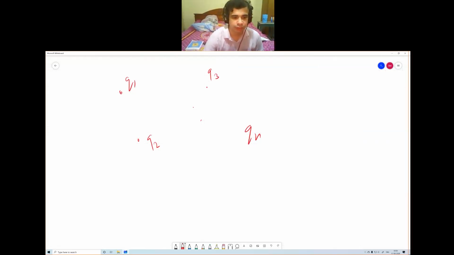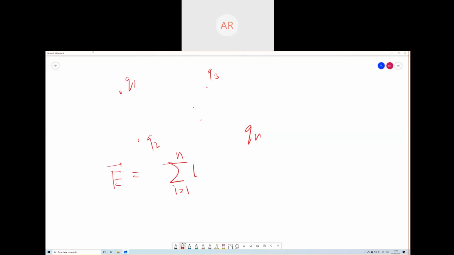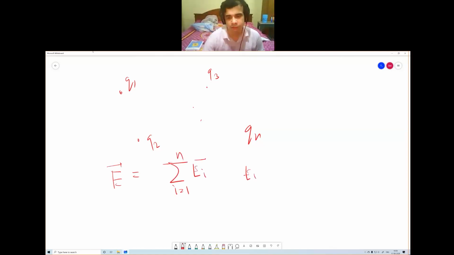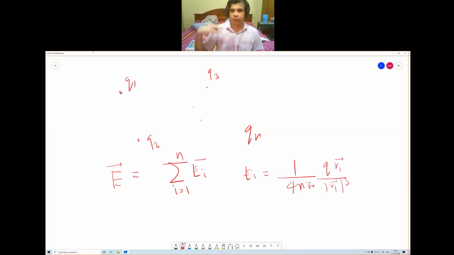E is simply the summation i to n of Ei, where Ei is 1 by 4 pi epsilon naught Qi by ri squared, ri hat. So the total field is the superposition of all the fields. Correct? If there are many charges, then the total electric field in the region is the superposition of all the electric fields created by the charges. Is it okay? We can simply add them linearly.